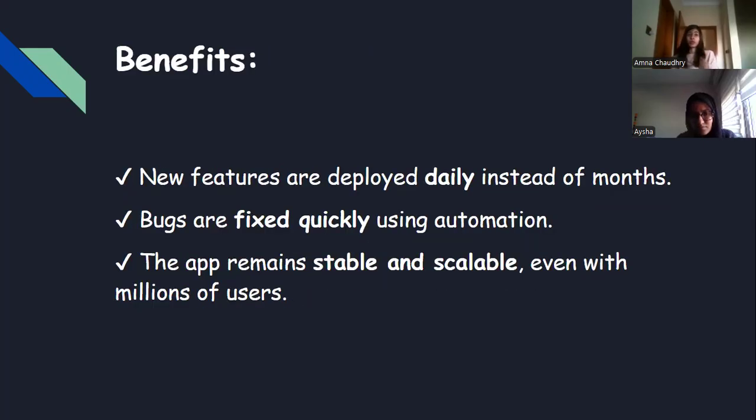The benefits are that new features are deployed daily instead of in months. In the traditional approach, it took weeks or months, but here you can deploy new features immediately without any time management issue. Bugs are fixed quickly using automation. The app remains stable and scalable even with millions of users. It helps you automate and do your tasks quickly and smoothly.